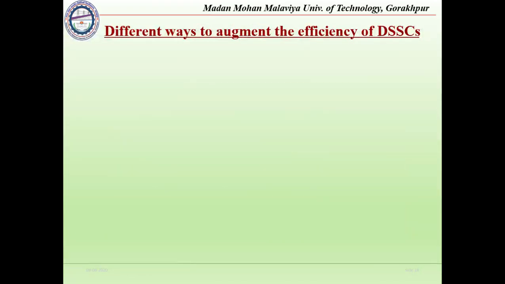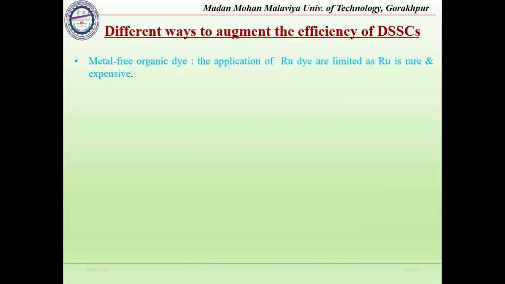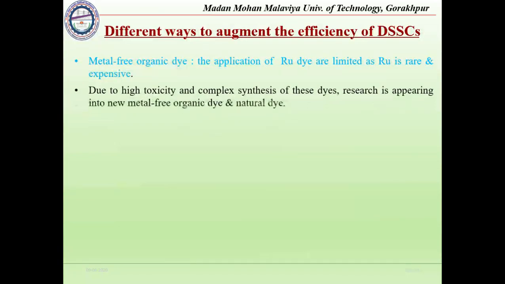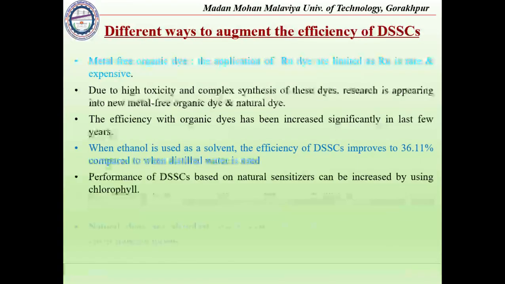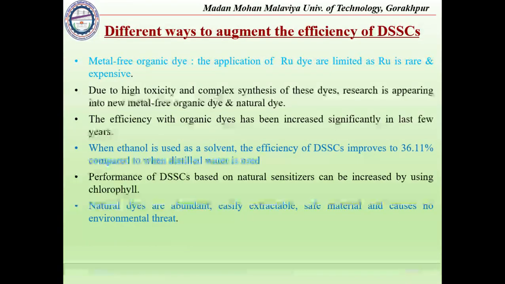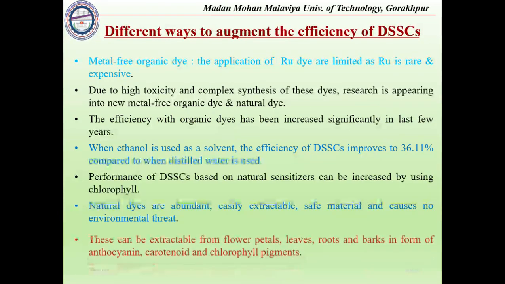What is a different way to augment the efficiency of the dye-sensitized solar cell? Nowadays we use metal-free organic dyes as a photosensitive material in dye-sensitized solar cells, where generally we use ruthenium dyes, and we know ruthenium is rare and expensive in nature. Due to high toxicity and complex synthesis of dyes like ruthenium dyes, research is moving into new metal-free organic dyes and natural dyes. The efficiency with organic dyes has increased significantly in the last few years. Performance of dye-sensitized solar cells based on natural sensitizers has also increased in recent years.